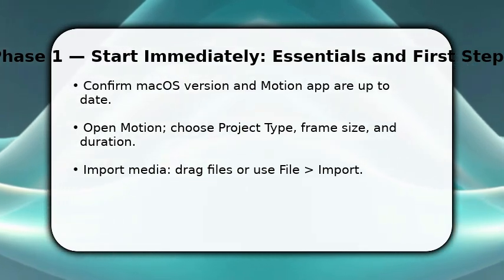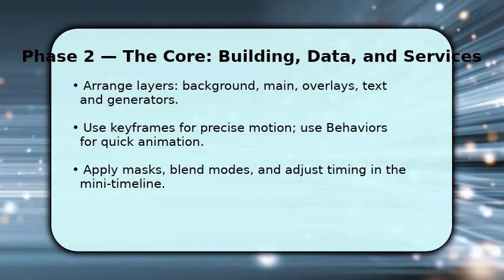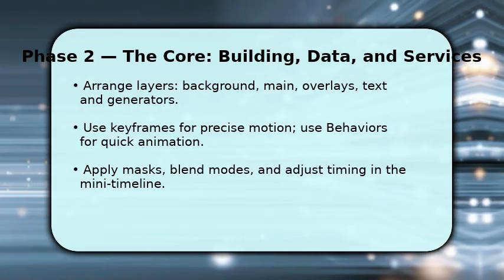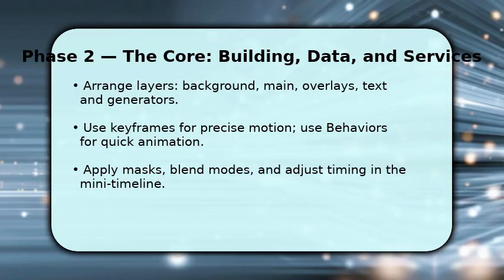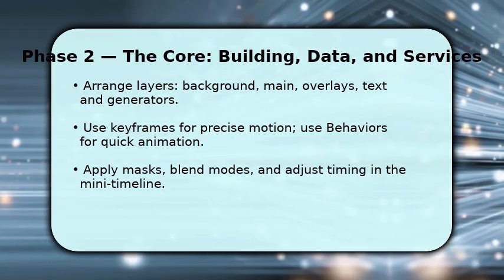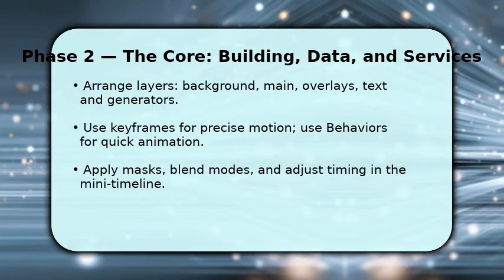Now you assemble motion by arranging layers and establishing timing. Place background, main media, and overlays in order, then trim clip edges to match beats or narration. Use keyframes for precise control, set start and end values, while behaviors handle organic motion quickly. Make sure to adjust easing so movements feel natural, and use masks or blend modes to integrate elements.